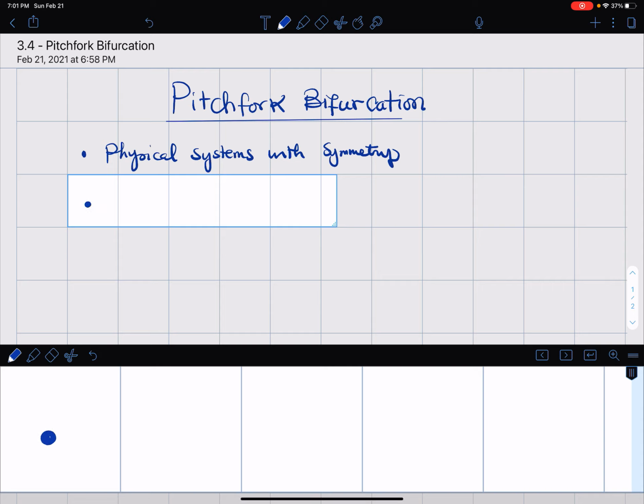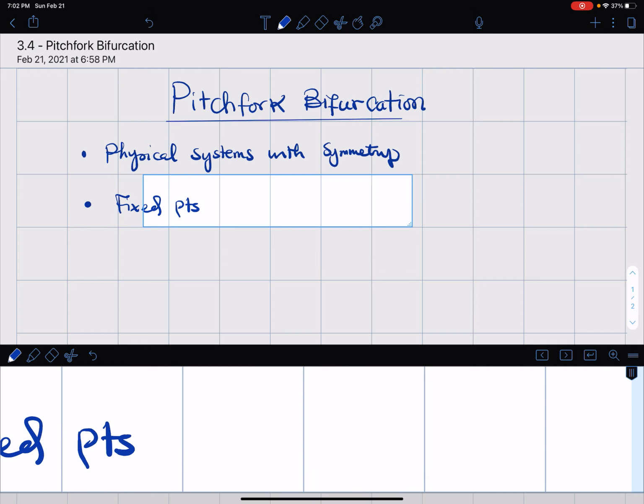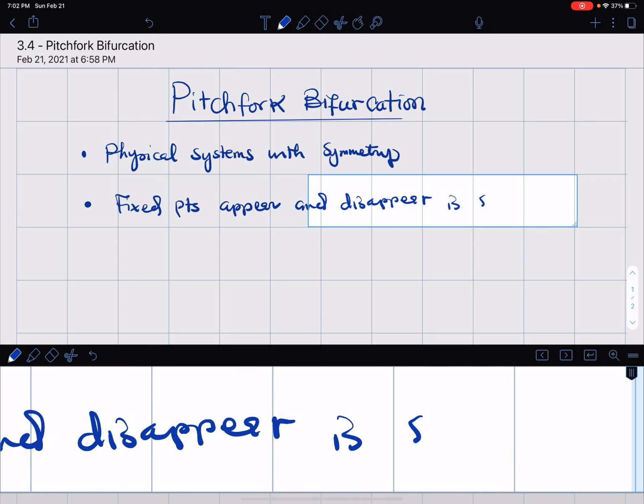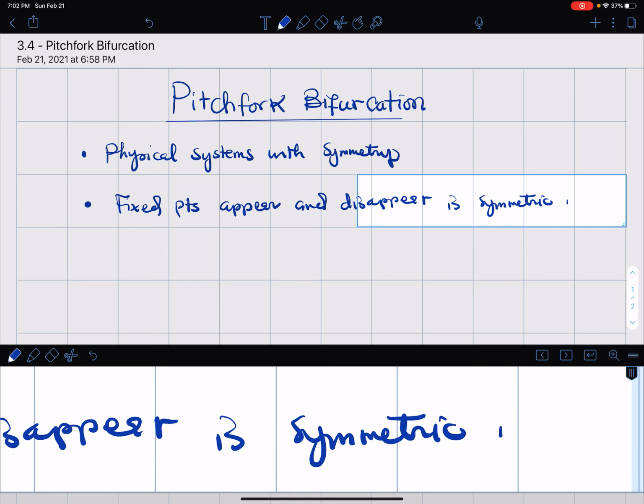And another property or characteristic of pitchfork bifurcation is that fixed points appear and disappear in symmetric pairs. All right? Fixed points appear and then disappear in symmetric pairs. And this could also be disappear and then appear.